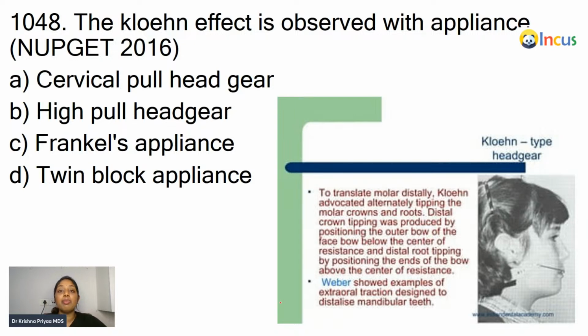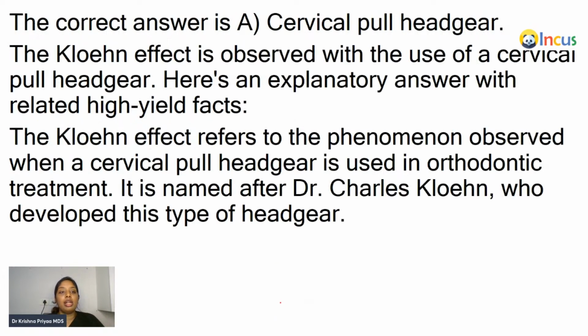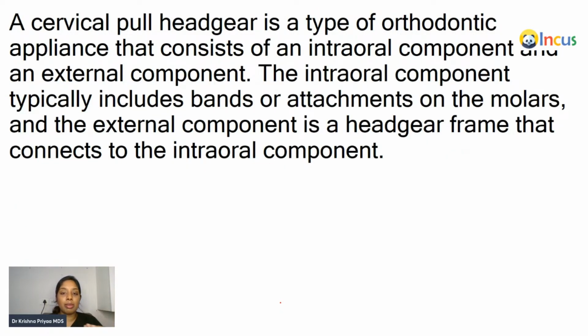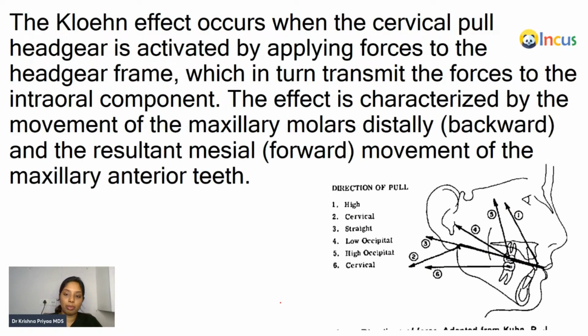So he played with the positioning of the inner and the outer face bow so that they produce a tipping of the molar tooth. His separate modification thereby came to be known as the Clown effect, and it is done in the cervical pull headgear. Okay, yeah. So the answer would be that it is observed when a cervical pull headgear is used in orthodontic treatment. He just made some modification. The intraoral component includes bands or attachments on the molars, and the extraoral component is the headgear frame that connects to the intraoral component.